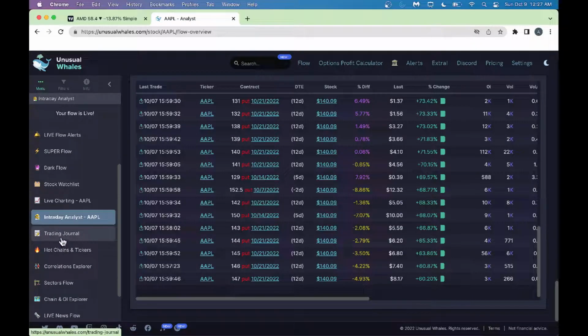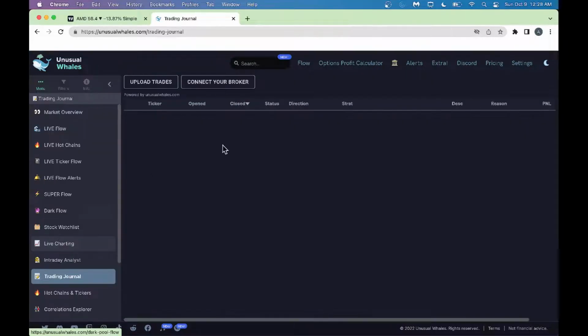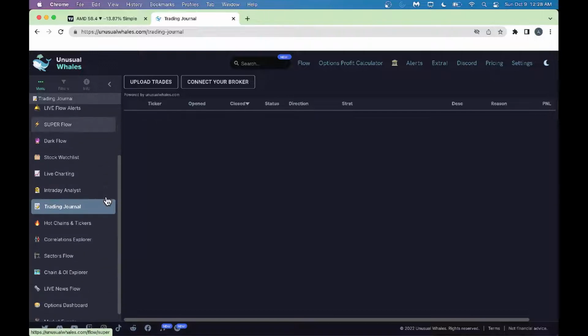Trading journal. If you're keeping a trading journal and entering your trades, you could create a nice journal here. As you can see, I don't have a trading journal yet. And then you got hot chains and ticker.